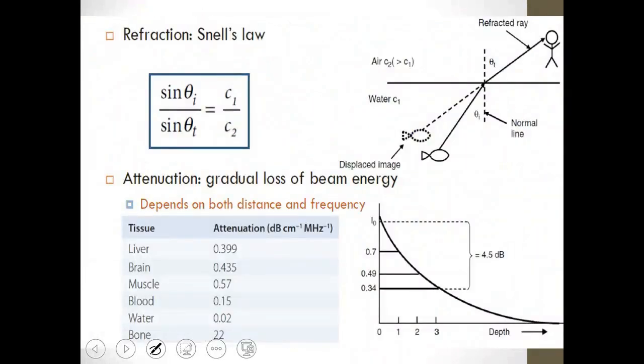This is refraction. Refraction occurs when a beam transitions between two mediums, each having a different velocity. For example, you have air and you have water. Air has a certain velocity and water has another velocity. This means that the velocity of the ultrasound beam in water, C1, is less than the velocity in air, C2.